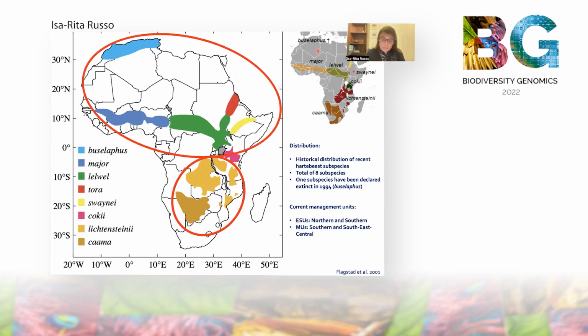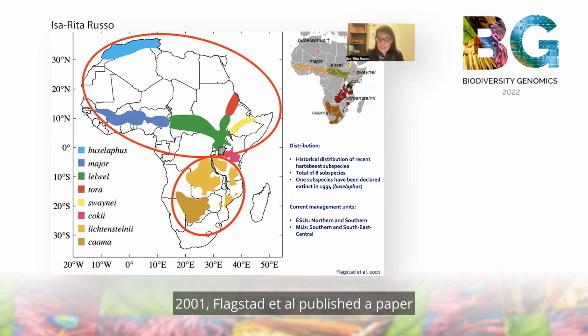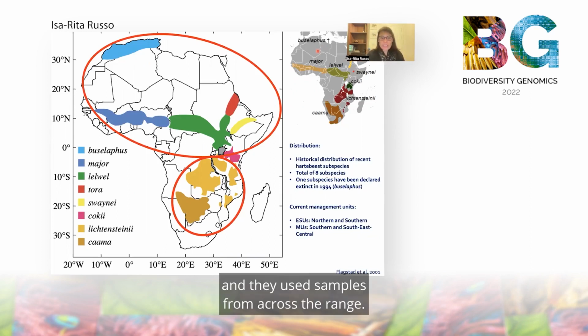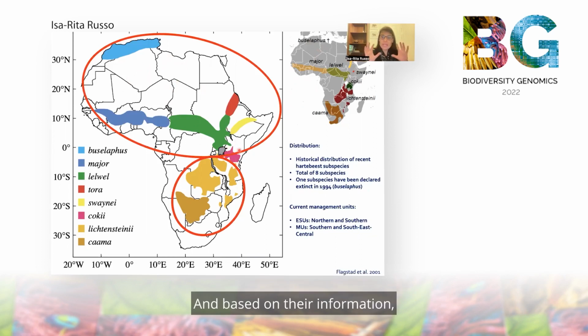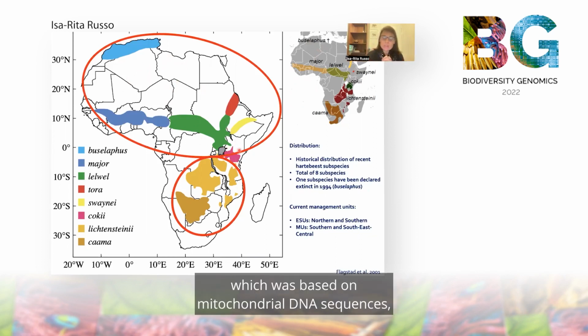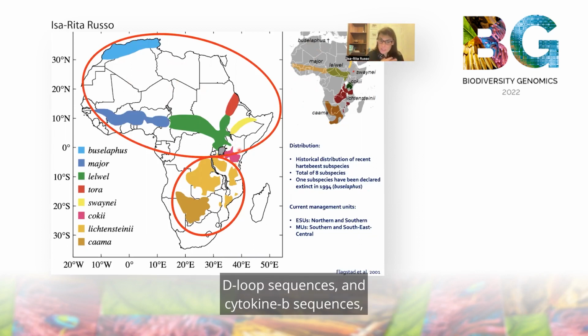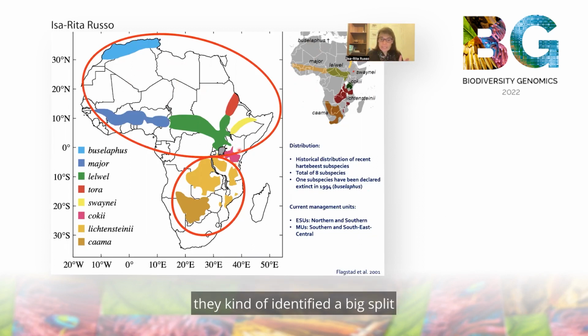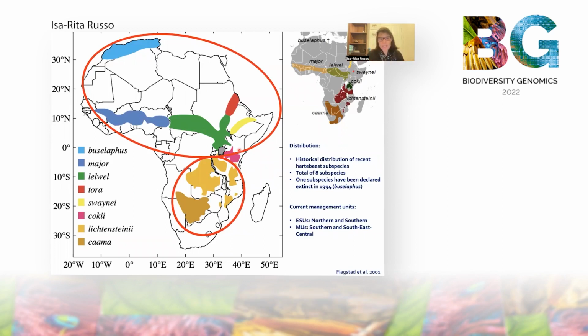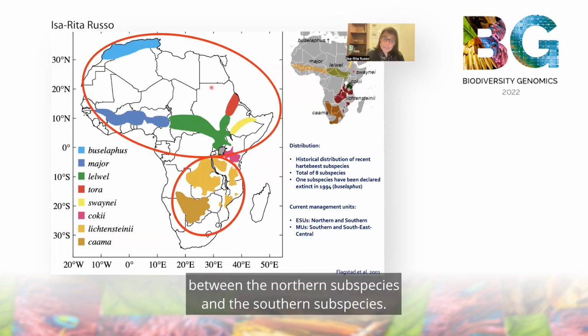In 2001, Flagstad et al. published a paper, and they used samples from across the range. And based on their information, which was based on mitochondrial DNA sequences, D-loop sequences, and cytochrome B sequences, they identified a big split between the northern subspecies and the southern subspecies.